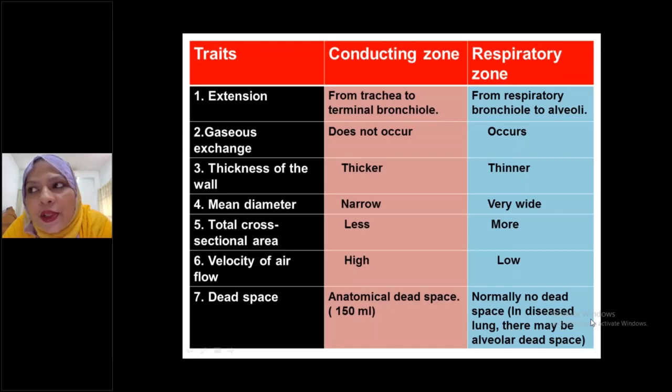In the previous class, I discussed many times the anatomical division of the respiratory passage. This is my common viva question: physiological division and anatomical division. Physiologically we are discussing conducting zone and respiratory zone, but anatomically, how do we divide the respiratory passage?